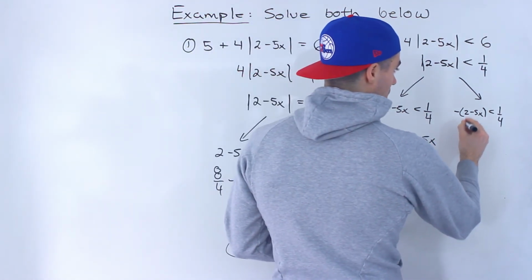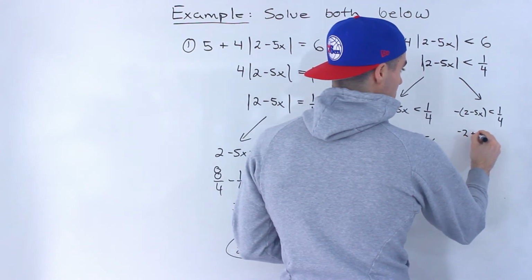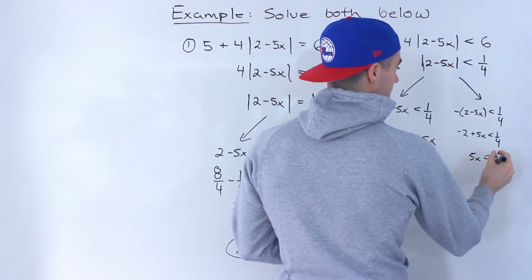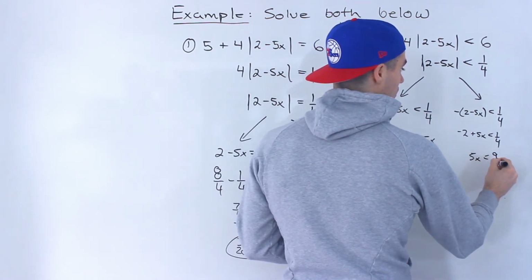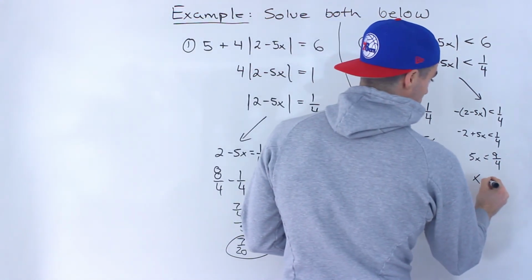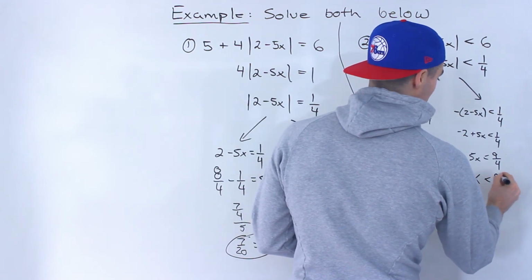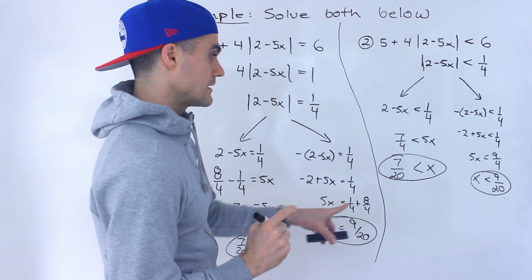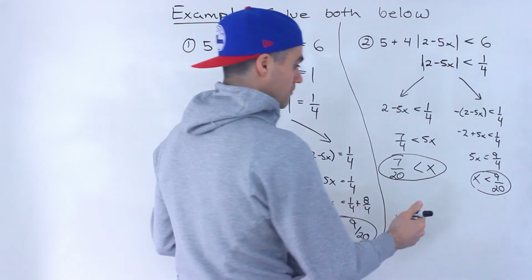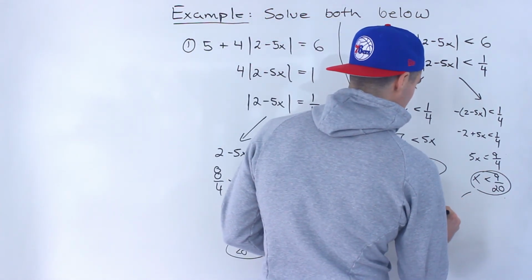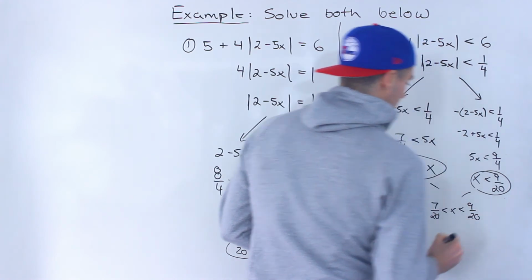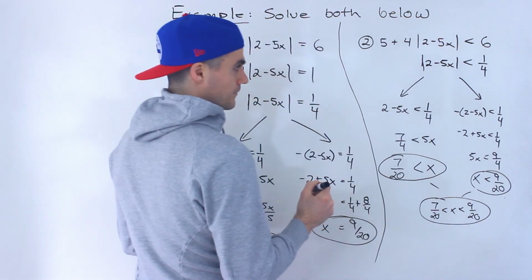And then over here, we would end up with negative 2 plus 5x is less than 1 over 4. Bring this over, so we'll have 5x is less than 9 over 4, like that. Divide both sides by 5. x would be less than 9 over 20. So notice that x has to be greater than 7 over 20, but less than 9 over 20. And so if we combine these into one solution, we would end up with that right there, right?